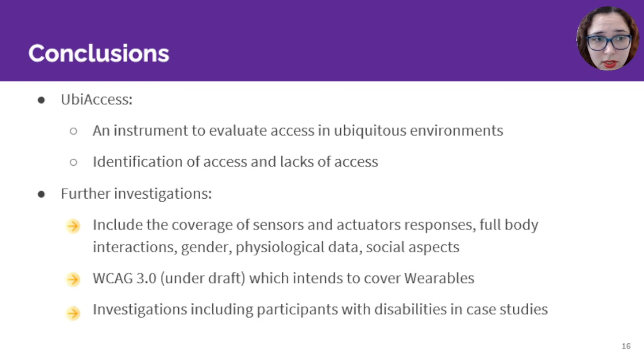Our conclusions. UbiAccess is an instrument to evaluate access in ubiquitous environments. It allows the identification of access and lacks of access. Further investigations include the coverage of sensors and actuators, full body interactions, gender, physiological data, and social aspects. Also, CLIHC 3.0, which is under draft, intends to cover wearables. And finally, investigations include participants with disabilities in case studies.